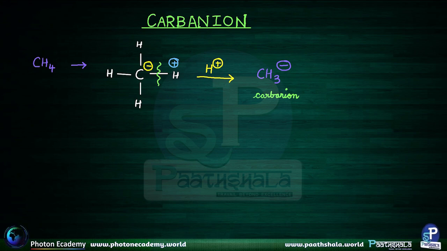So this is what we wanted all along. Any carbon with a negative charge, anion. Anion is a negative ion. So carbanion is a negative charged carbon.